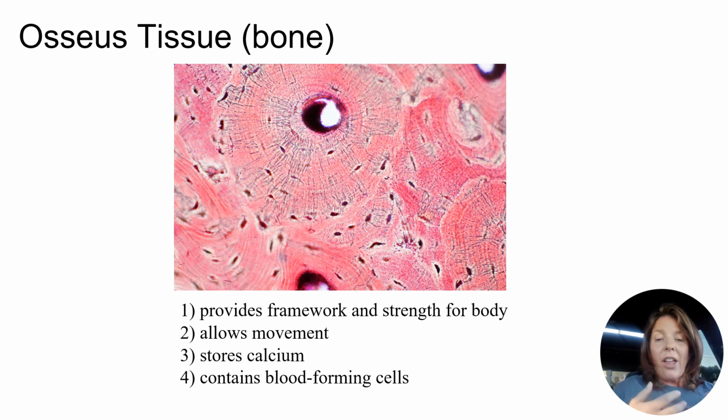And finally, another important feature of this tissue is that it is used to create new blood cells within the body. You may have heard of bone marrow, and within that tissue is where we make new red blood cells and new white blood cells for the body.